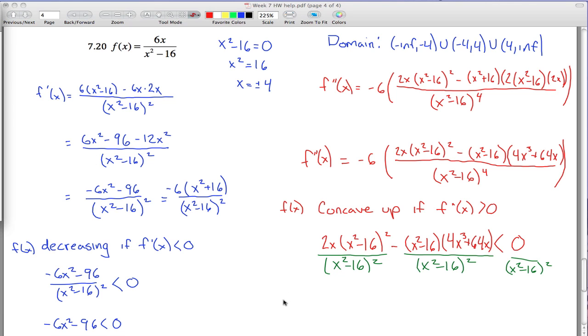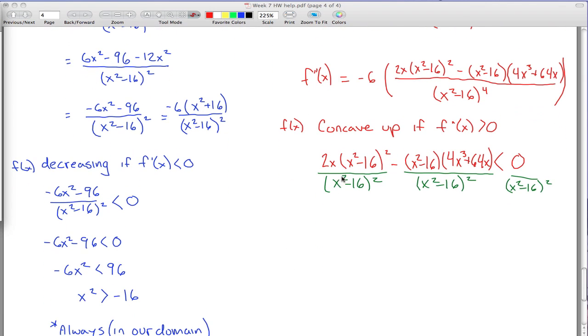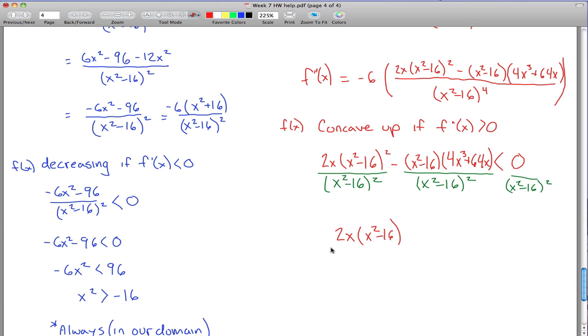So if you do that, in hopes of simplifying, over here we're left with just 2x. And then over here we got, you know what, instead of leaving this as 2x, I'm going to look into the future a little bit, and I'm going to leave this, I'm going to call it 2x times x squared minus 16 divided by x squared minus 16.